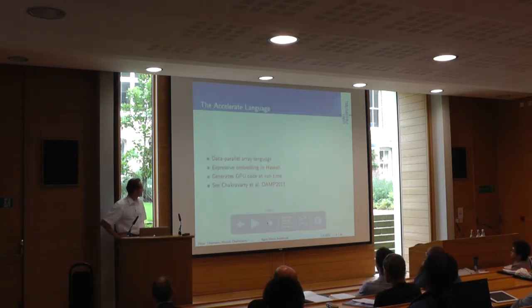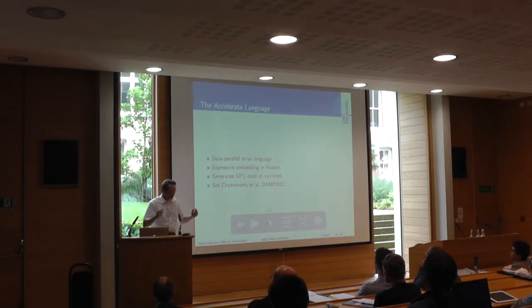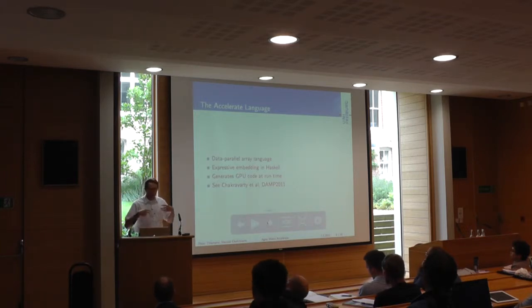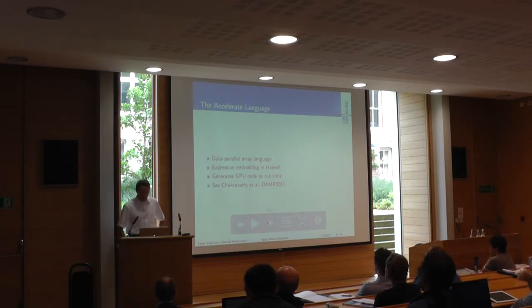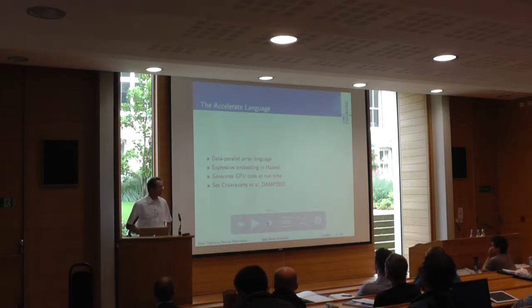Okay, so what is Accelerate? Accelerate is a data parallel array language. That means the prevalent data type is arrays, and the essential operations that you can do on them are the usual bulk operations that you all know: you can fold arrays, you can map over arrays, you can scan arrays, all these kinds of things. And it supports, of course, multi-dimensional arrays in a very nice way. And it also has an extremely expressive embedding into Haskell, which uses, I wouldn't say all the loops in Haskell's type system, but it pushes it quite hard.